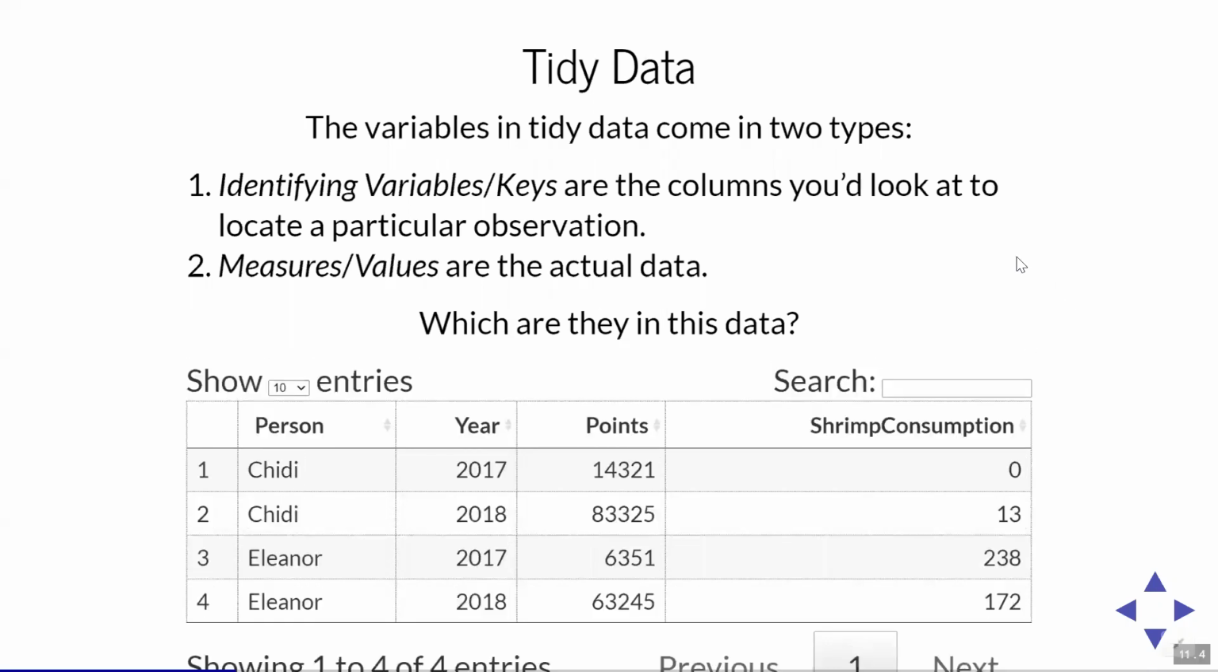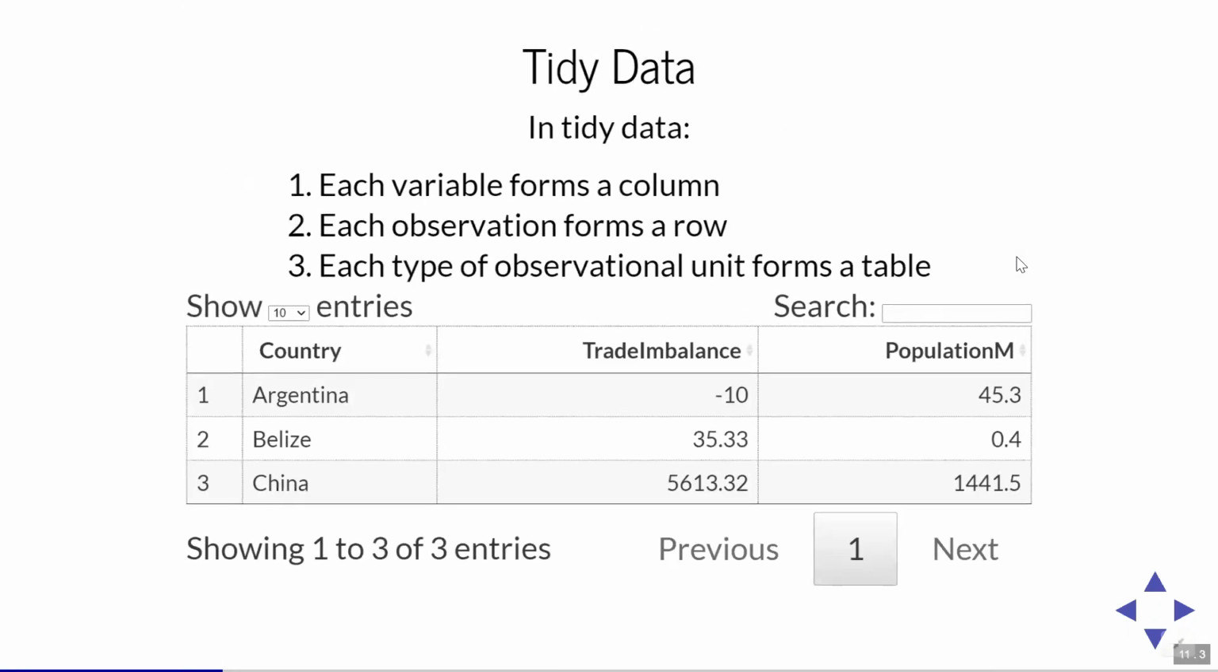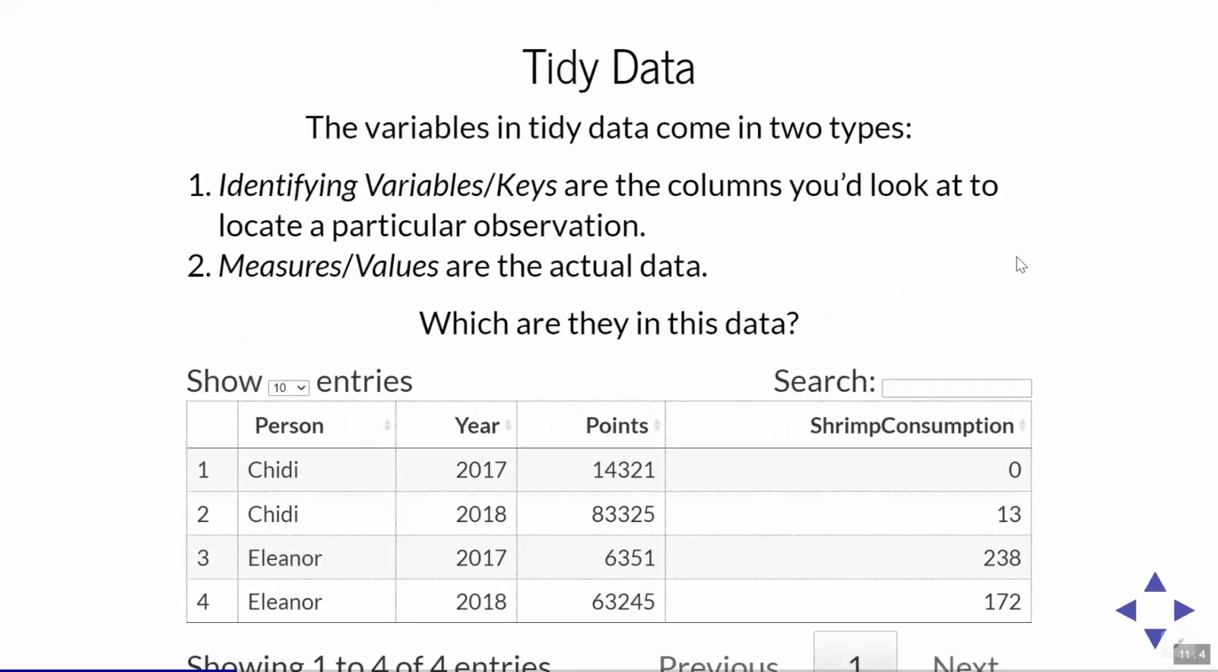So when I say that each type of observational unit forms a table, what I mean is that if I have some data that varies at the person-year level, I would have a person-year table. And if I had some other data that only varied at the person level, I would have a different person-level table, right? So the level of the data determines what kind of table you have.